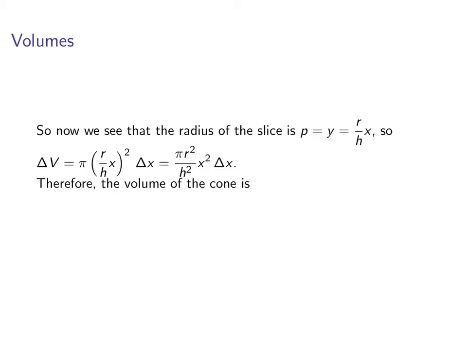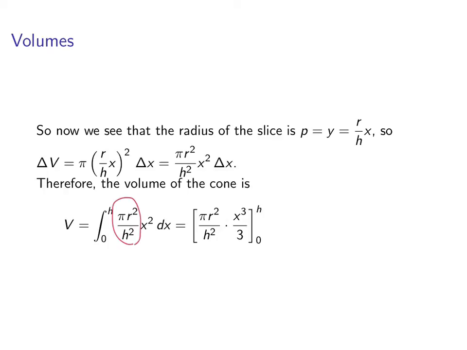Once we know what the slice looks like, we can write down a formula for the volume of the cone. So the volume is going to be the integral from 0 to h. So that's 0 to h because that's how far we had to move along in the x direction. And then we just integrate our formula for the volume of a slice. Pi r squared over h squared times x squared dx. This is easy to integrate, keeping in mind that this thing here is just a number. So we really only have to anti-differentiate x squared. So that turns into x cubed over 3.